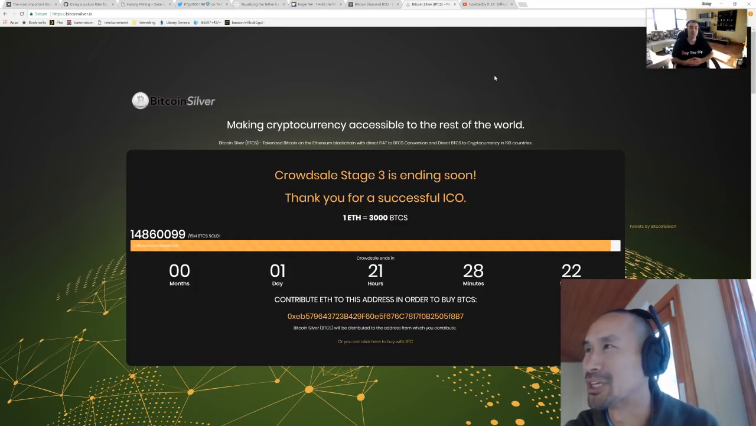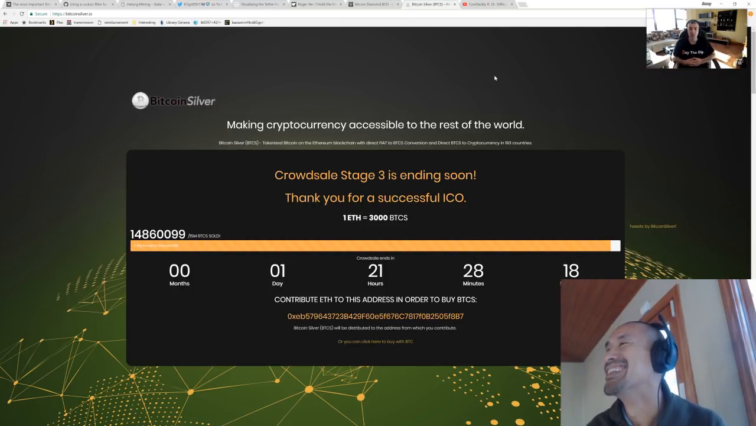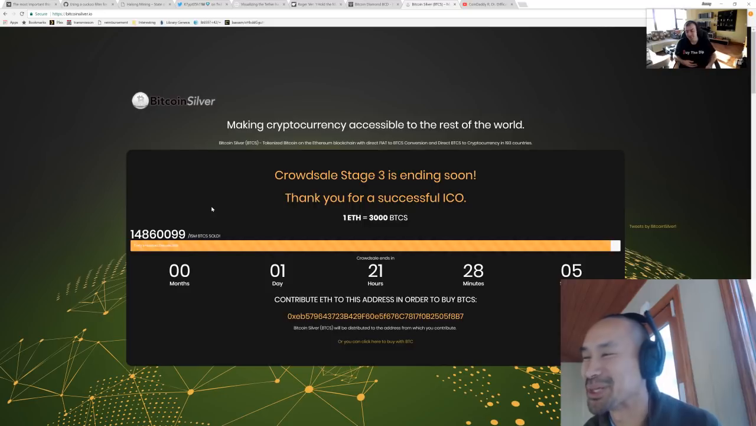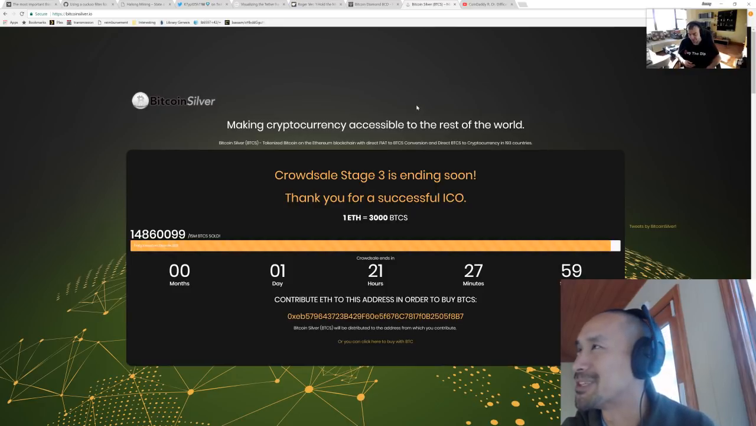Please go out and buy this. I'm a huge supporter of this. Please spend your Ethereum on Bitcoin Silver. It can't go wrong. They're selling 15 million Bitcoin Silvers. There aren't that many tokens of Bitcoin, so I don't know what they're going to do. Anyway, I'm sure Charlie Lee will be calling about trademark infringement, silver to Bitcoin's gold.